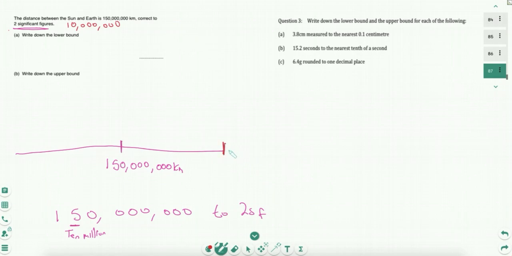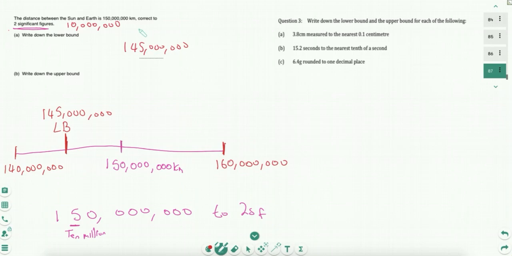So we're going to add 10 million to one side, so 160 million, and subtract 10 million from the other side, 140 million. The lower bound is the gap between these two numbers. Well, the middle of 140 million and 150 million is 145 million. So that's our answer for the lower bound. And then the upper bound is the gap between these two numbers. The midpoint of 150 million and 160 million is 155 million.